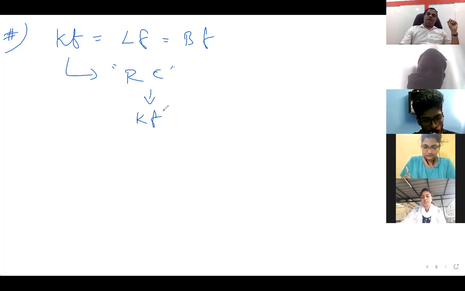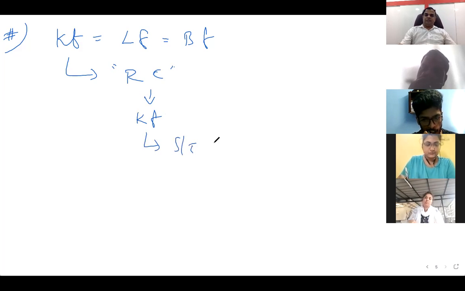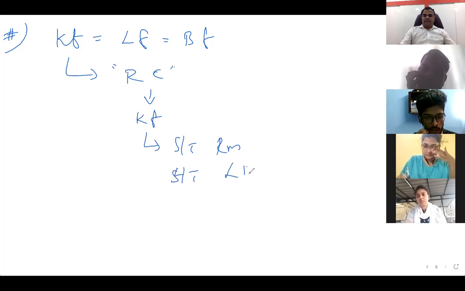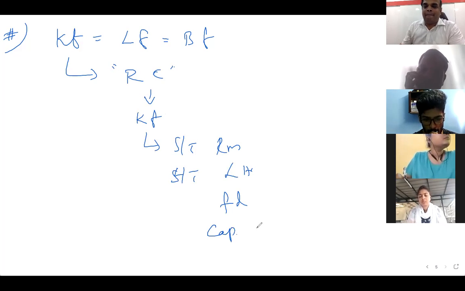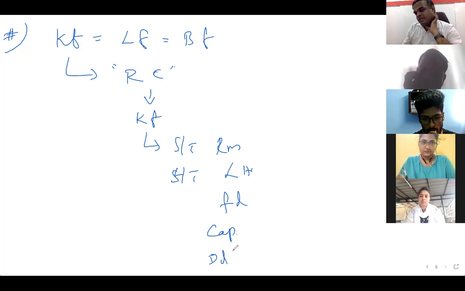What kind of things form part of key resources? It may be shortage of raw material, shortage of labor or labor hours. Availability of fund may be the key factor: how much fund you are having, availability or shortage of fund. Capacity constraint, demand of the product. These are all considered as key resources or key factor.